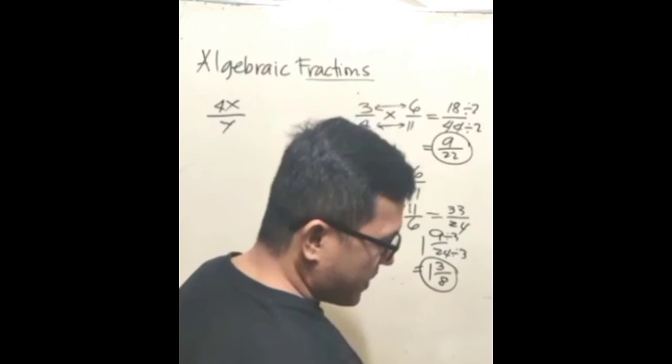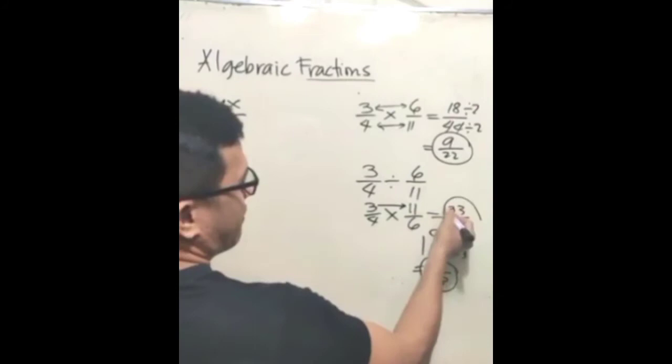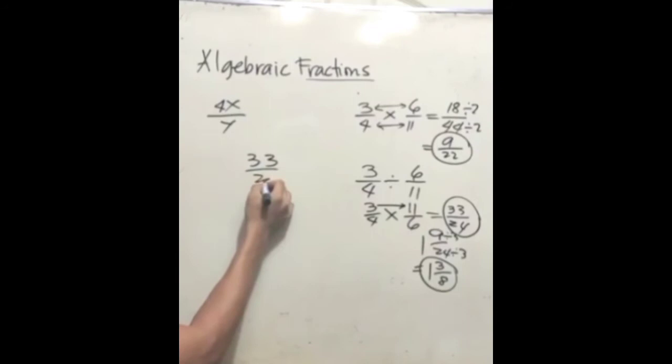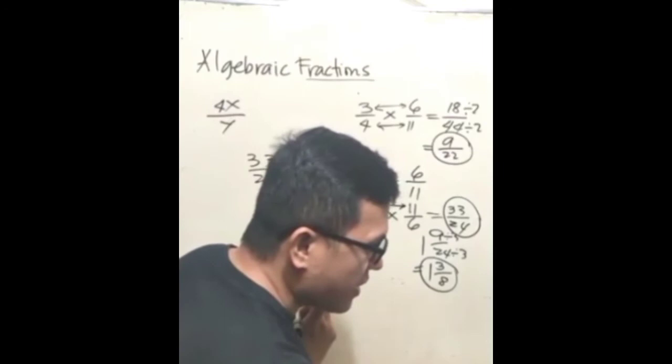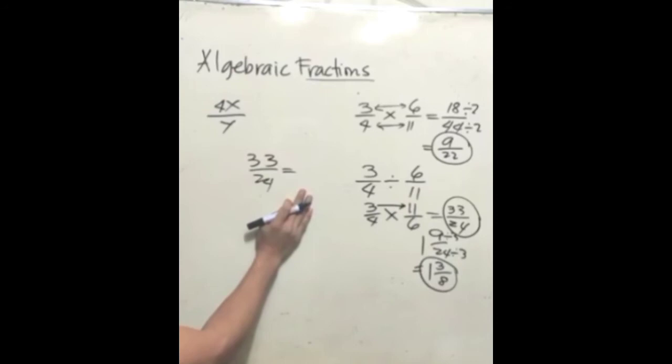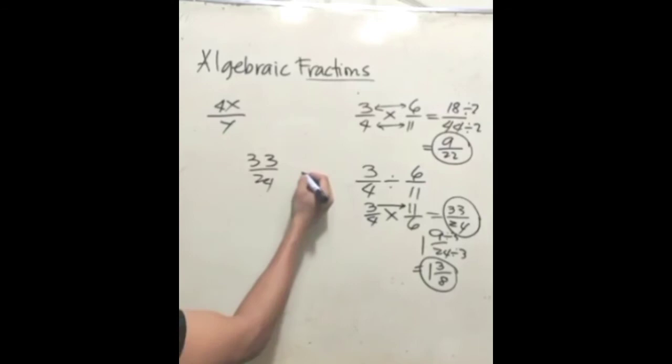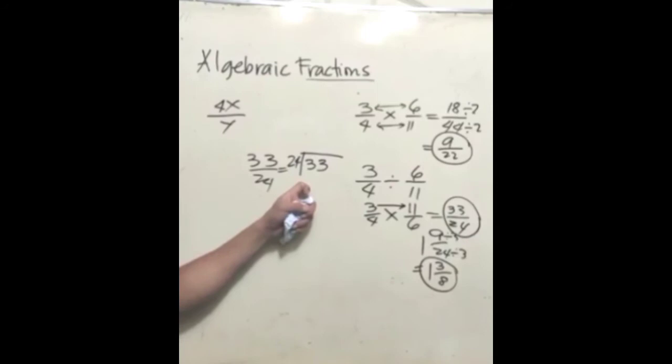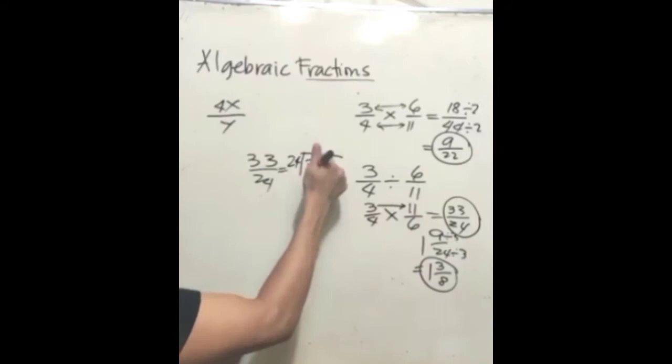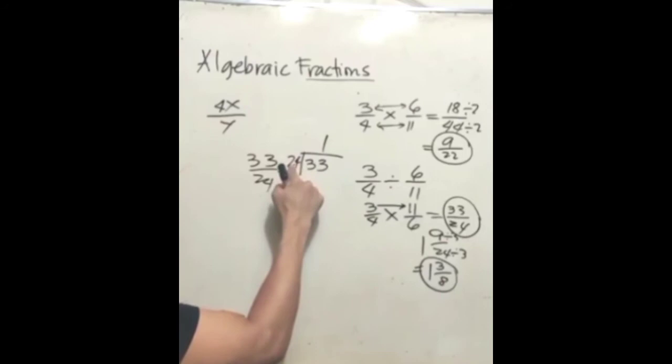May comment, paano naging 9 over 24? Okay. Paano naging 9 over 24? Si 33 over 24. Okay, so 33 over 24. Kasi fraction means division, okay? So this one is 33 divided by 24. Ganon yung fraction na to, okay? So, numerator sa loob, denominator sa labas. 33 divided by 24, 1. Diba? Okay? 1 times 24, that is 24.